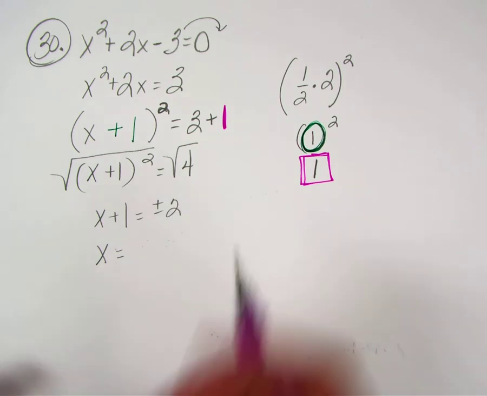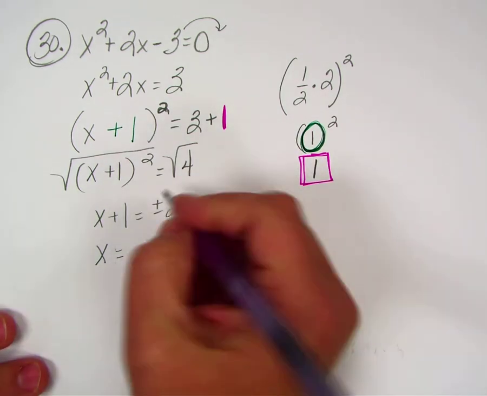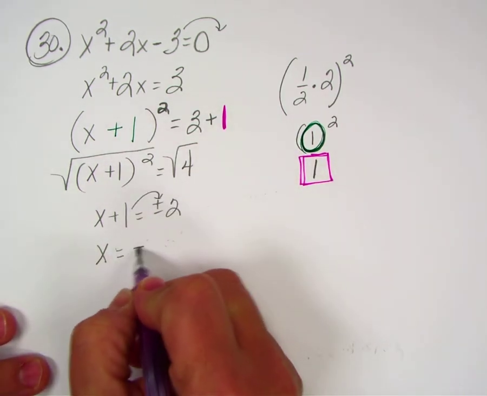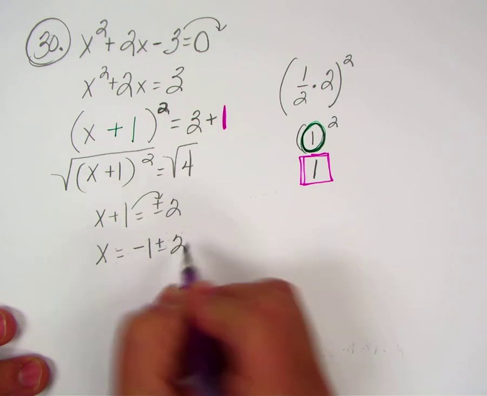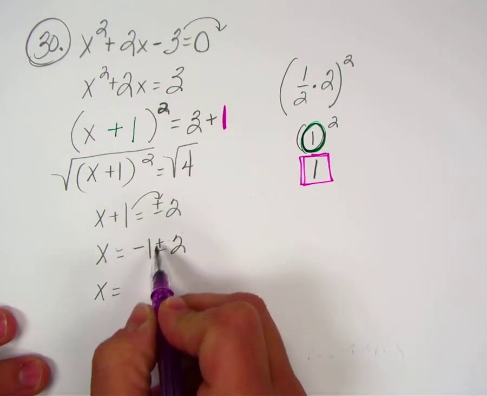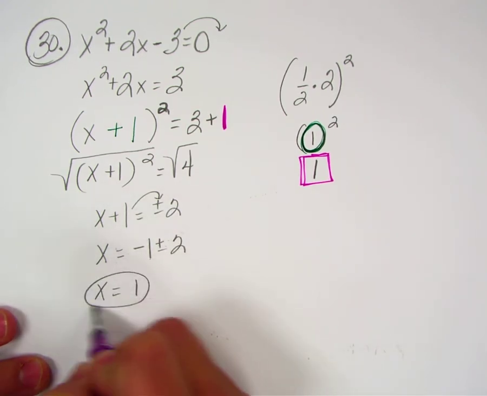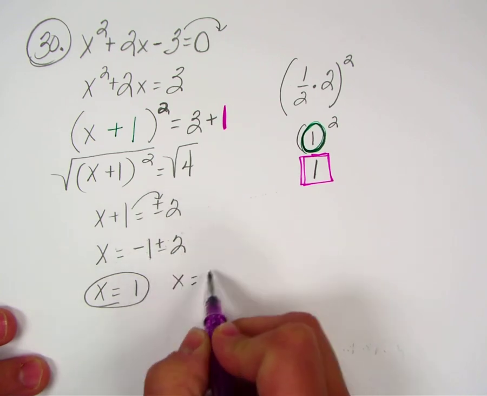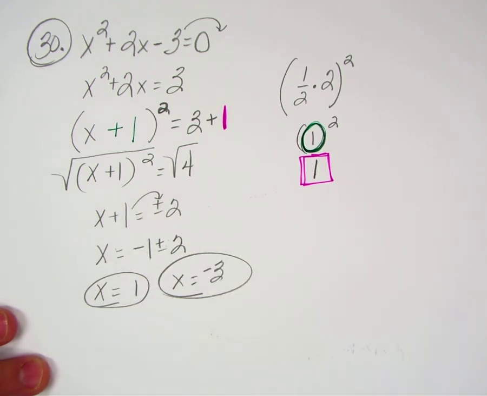Okay, so the square root of 4 is plus or minus 2. Got to move my 1. So negative 1 plus or minus 2. Negative 1 plus 2 is 1. Negative 1 minus 2 is negative 3. If I graph that, it's going to cross at 1 and negative 3 on the x-axis.